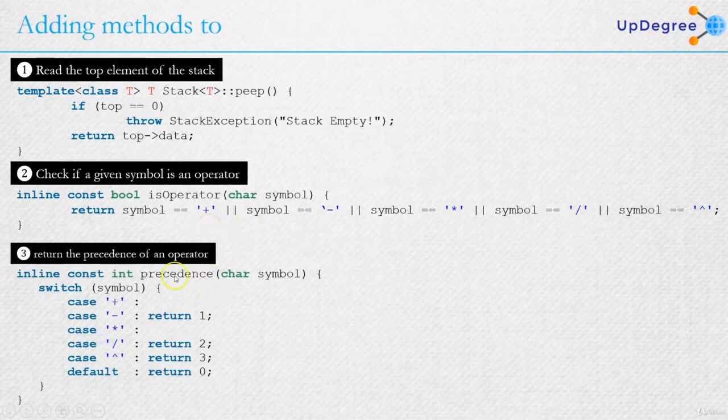The next method that we want to add is to return the precedence of a given operator, and in this case, if the operator is plus or minus, we are returning the precedence value of 1. In case of multiplication, division, we return the precedence value of 2. In case of exponent, we return the precedence value of 3. For any other operator, we return the precedence value of 0. So basically what we are saying is exponent is the operator with the highest precedence, followed by division, multiplication, and then followed by plus and minus.